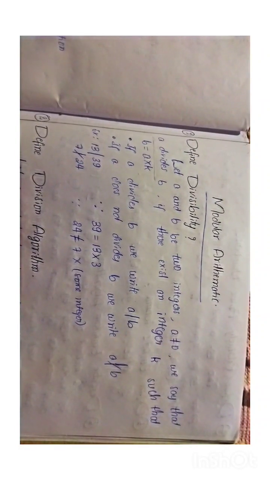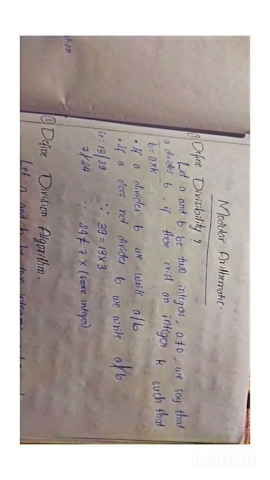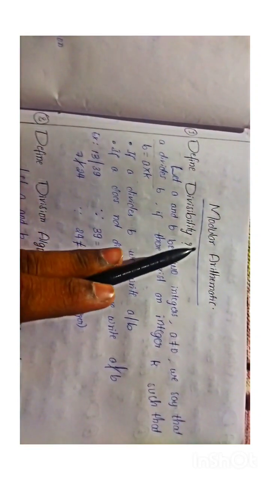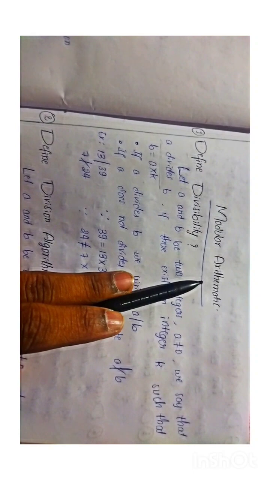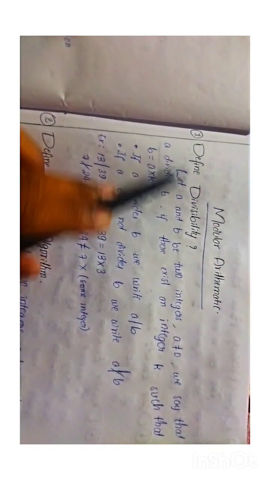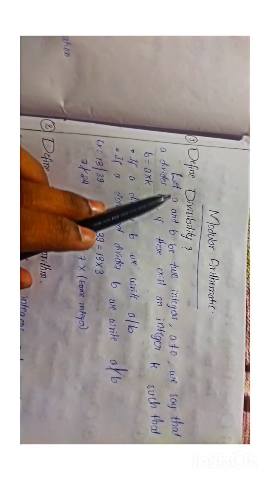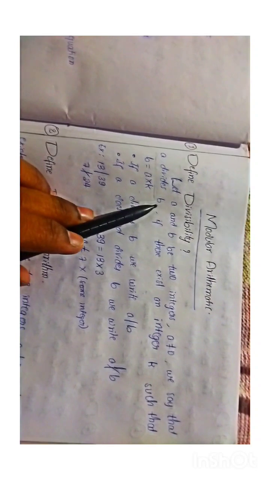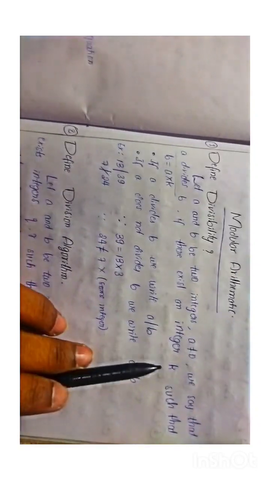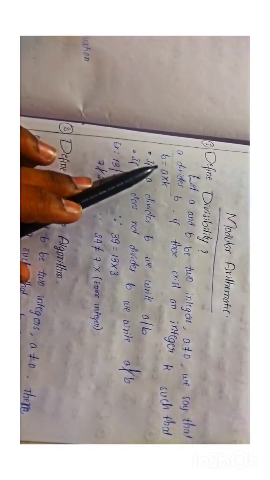Now we discuss modular arithmetic. So first, to know modular arithmetic, we have to define some more terms. First we define divisibility. Let a and b be two integers, a not equal to 0. We say that a divides b if there exists an integer k such that b is equal to a times k.